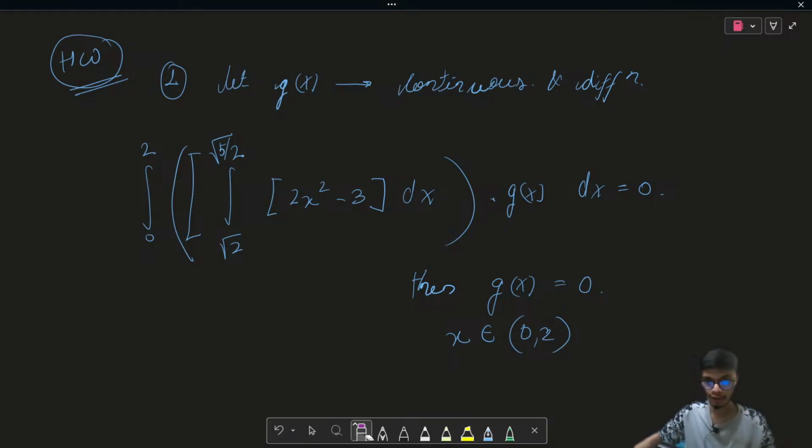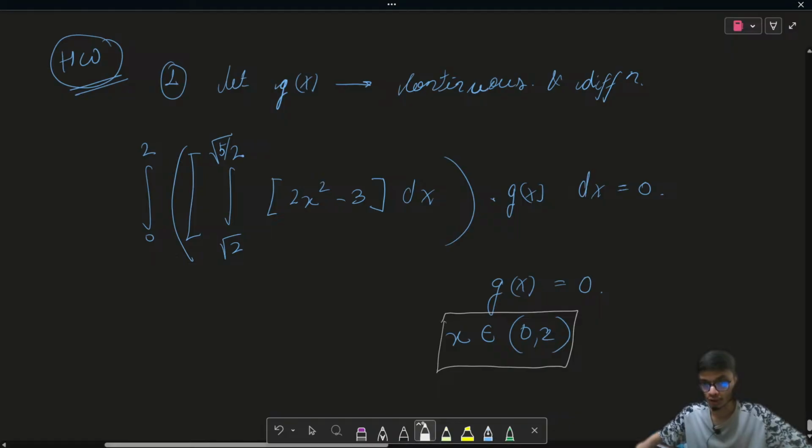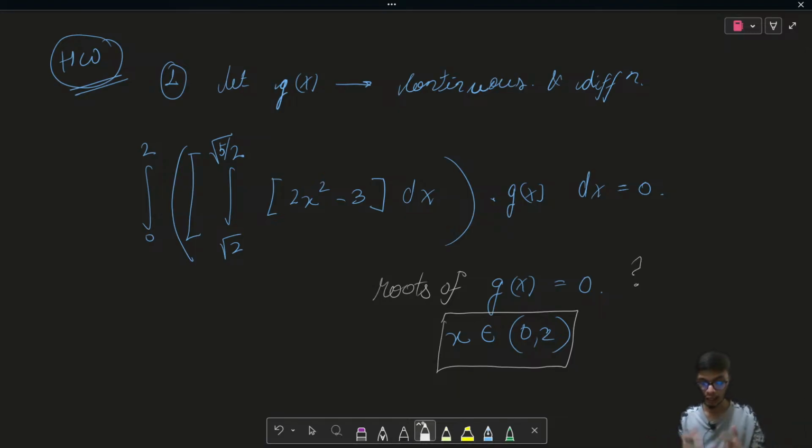Okay, so sorry. The question is basically to say that in this interval of x belonging to 0 to 2, what are the roots of this function g of x equal to 0? So you have to tell me how many roots there will be for g of x equal to 0 within this interval from x going from 0 to 2. This is the very first question that I want all of you to try to solve. Okay, please try to solve this question. This is a very interesting question, right?